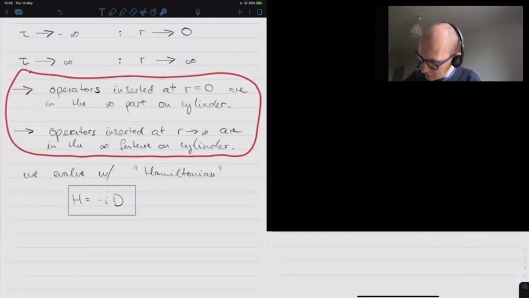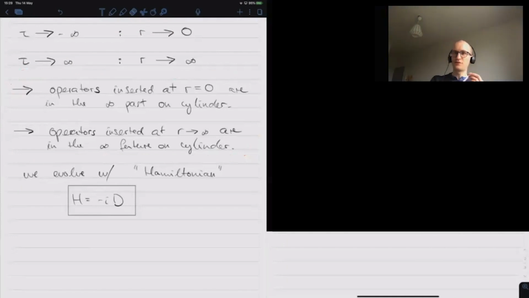So I wanted to say, why does this give you an illustration of the operator state correspondence? Well, I think it's a nice illustration that you insert this operator at the origin. From the cylinder perspective, what that means is you prepare your theory in the infinite past in the state corresponding to the operator. So that state we call psi, and then you evolve with that state. And equally, if you had an operator insertion at infinity, that would mean you put an operator at the infinite future. So these would be the boundary conditions.